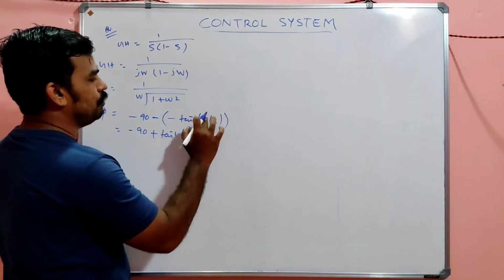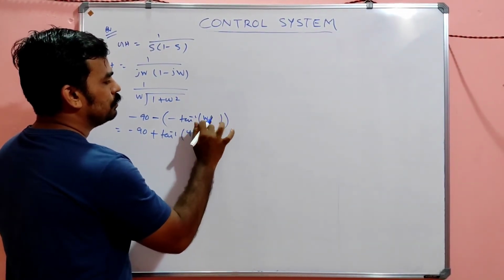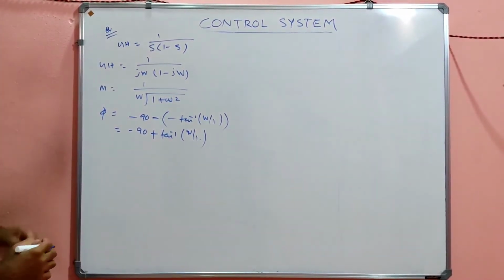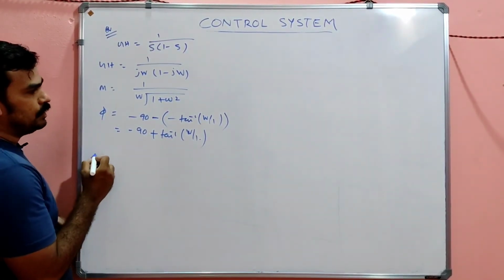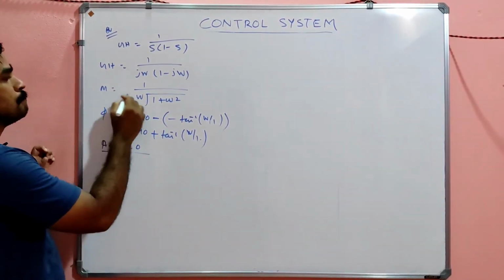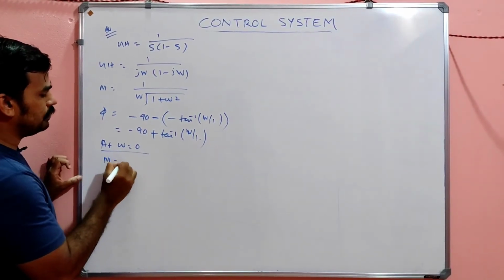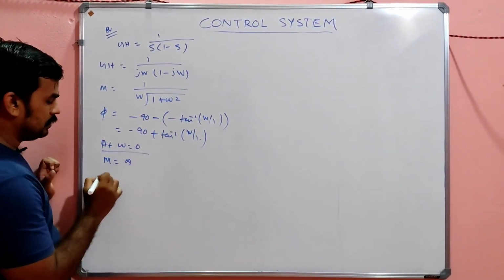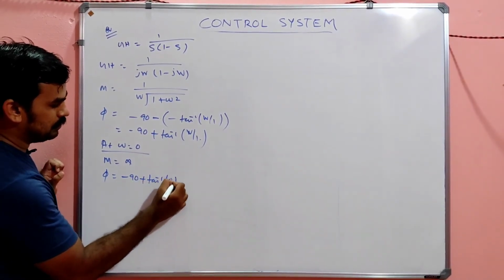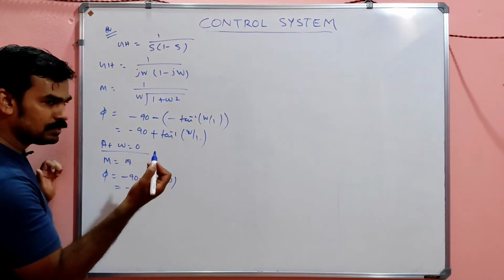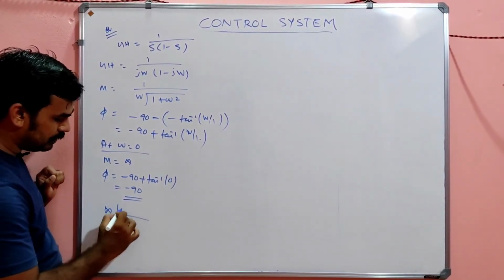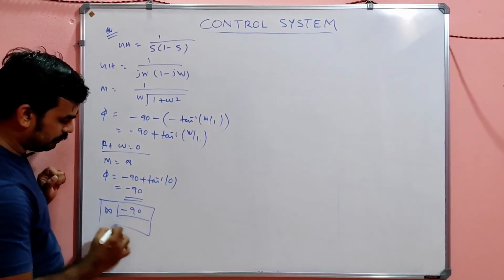So y by x means simply omega by 1. Correct. So you got the phase and magnitude. At omega equal to 0, what happens? Magnitude will be what, my dear? 1 by 0, infinity. The phase will be equal to minus 90 plus tan inverse 0, so it will be minus 90. Tan inverse 0 is sin 0 by cos 0, so minus 90. So the magnitude is infinity and the angle is minus 90.